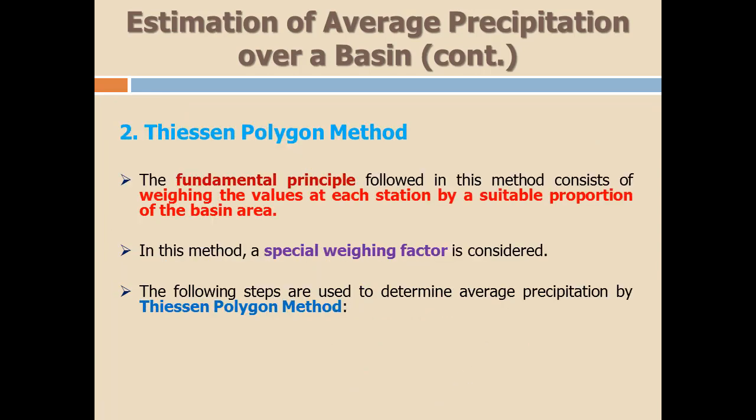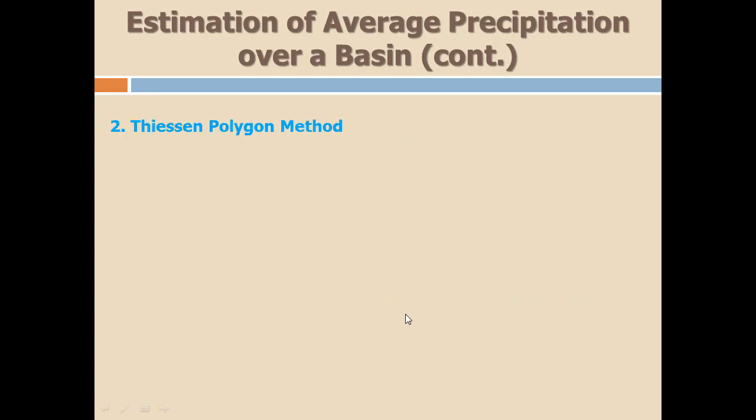Okay, the second method of calculating average precipitation over a basin is the Thiessen Polygon method. The fundamental principle followed in this method consists of weighing the values at each station by a suitable proportion of the basin area. In this method, a special weighing factor is considered. The following steps are used to determine average precipitation by Thiessen Polygon method. You can see here.